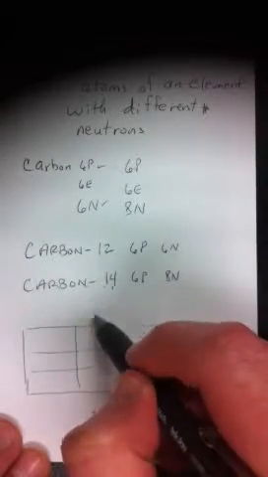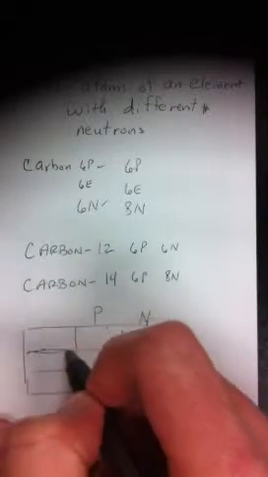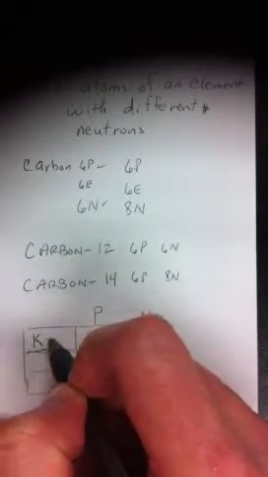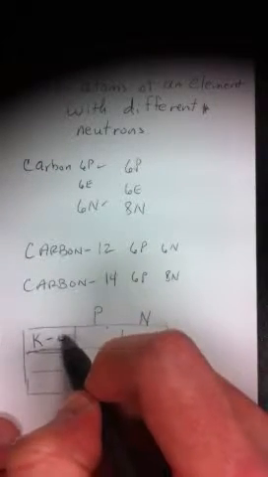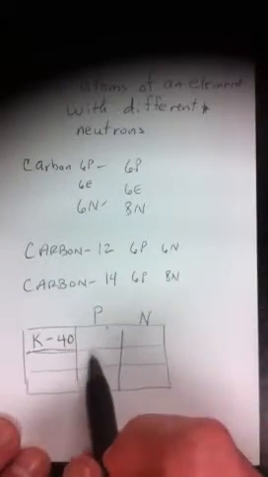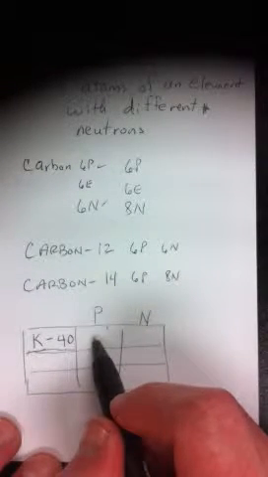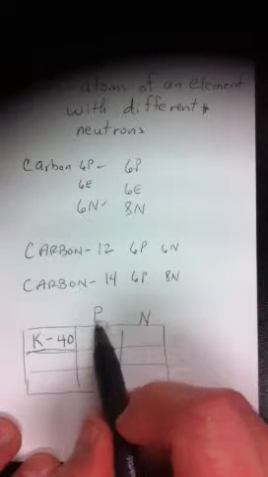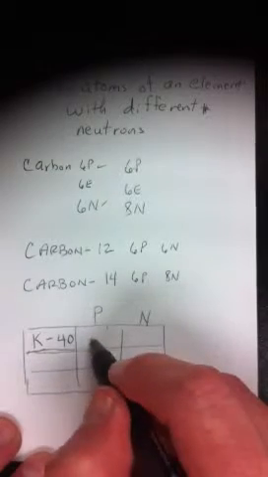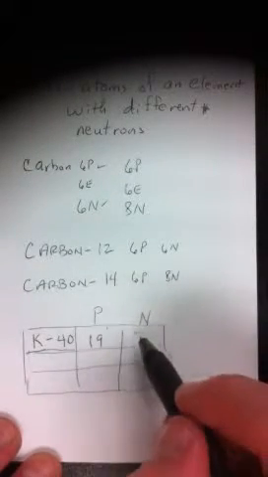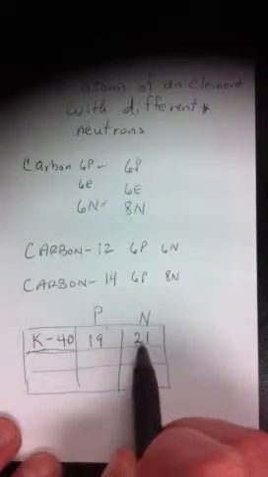So you might see something like this on the test, where you have a chart with the number of protons and the number of neutrons. And sometimes we use the symbol instead of the name. So you may see something like K-40. And using the periodic table, you always get to use the periodic table, you would look at the periodic table, and it gives you the number of protons, and the number of protons for potassium is 19. And so the number of neutrons would therefore be 21, because 40 minus 19 is 21.